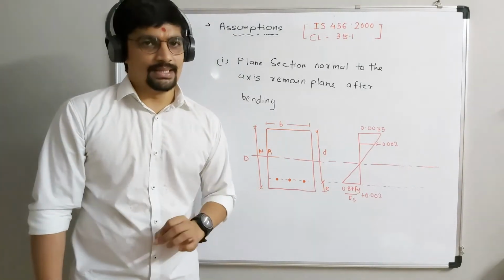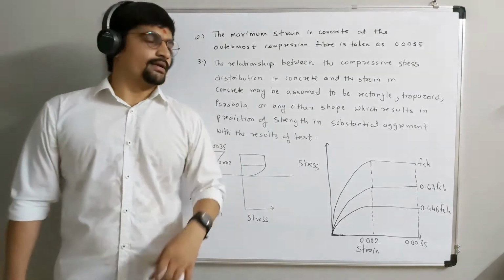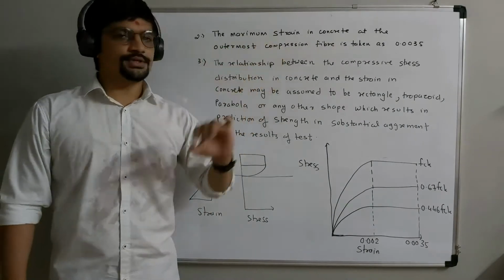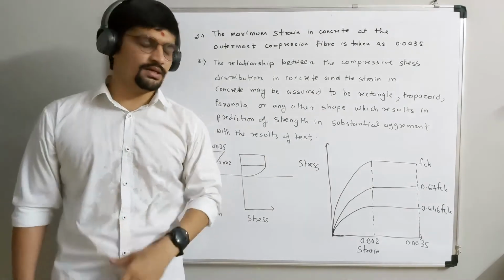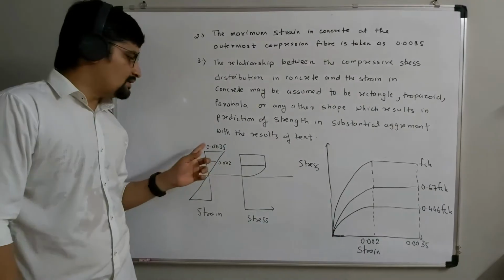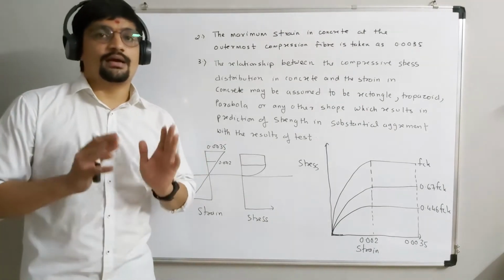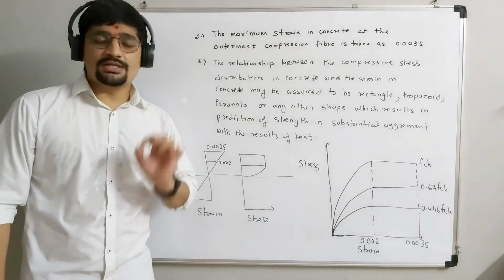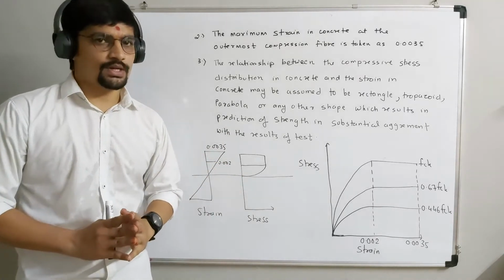Now in the second assumption, it is mentioned that the maximum strain in concrete at the outermost compression fiber is taken as 0.0035. It means this is the strain diagram and the maximum strain is 0.0035. After that our structure collapses. So it is a limiting value: up to this much strain it is valid, after that it is not valid.